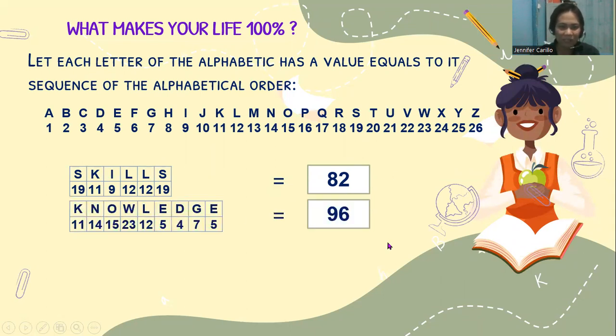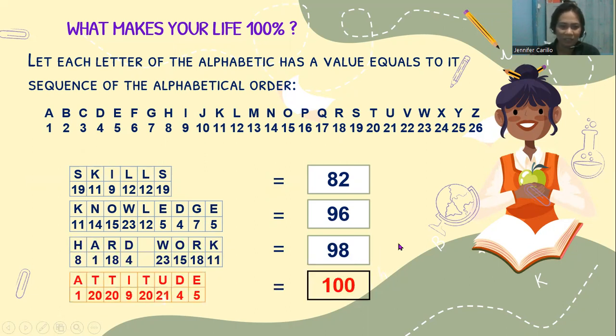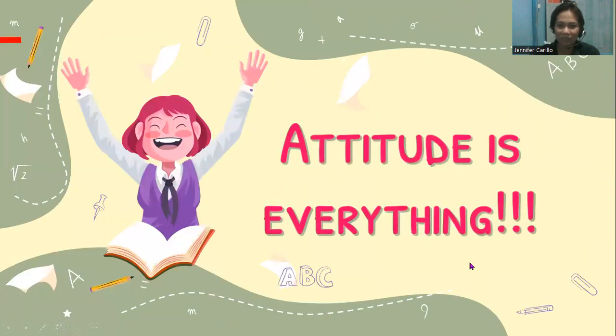How about knowledge? That is better. That will give you a total of 96. Hard work. That is 98. But there is one thing that will give us 100, and we call it attitude. So this shows that attitude is everything. It will impact your principles in life, how you acquire knowledge, how you acquire skills, and becoming successful.